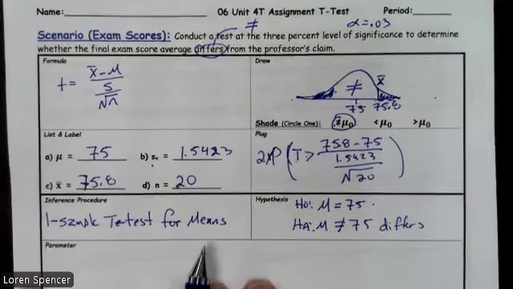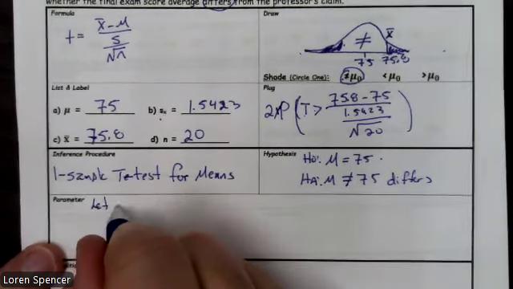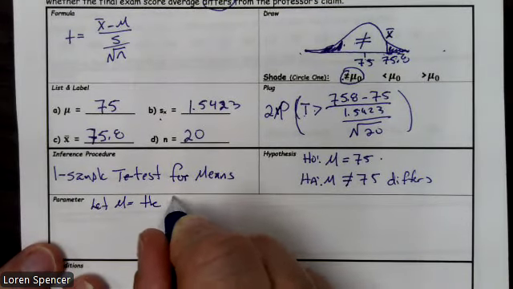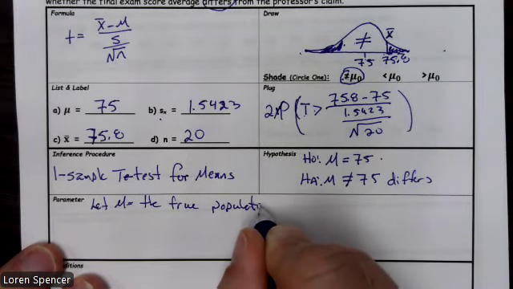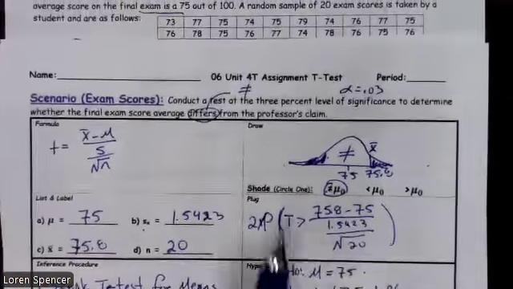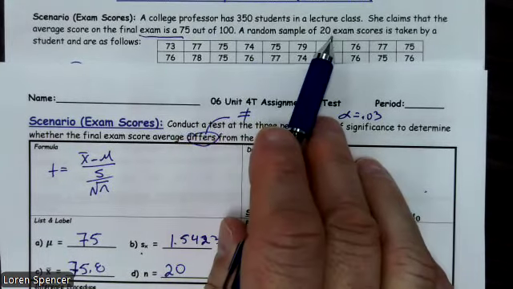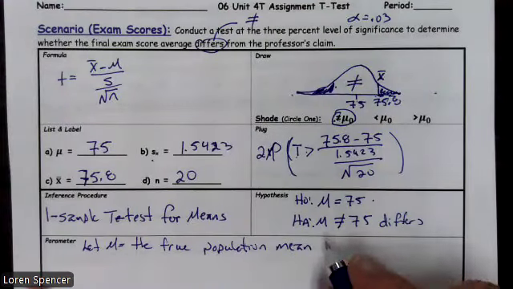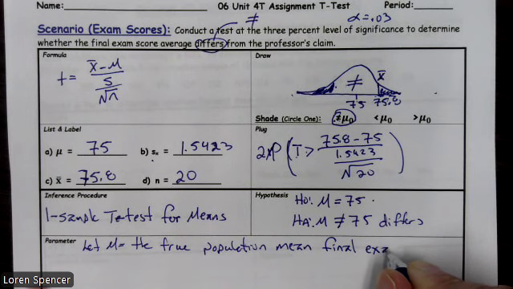All right, so the parameter, let mu equal the true population mean. What were we caring about? We're caring about exam scores, mean final exam scores.